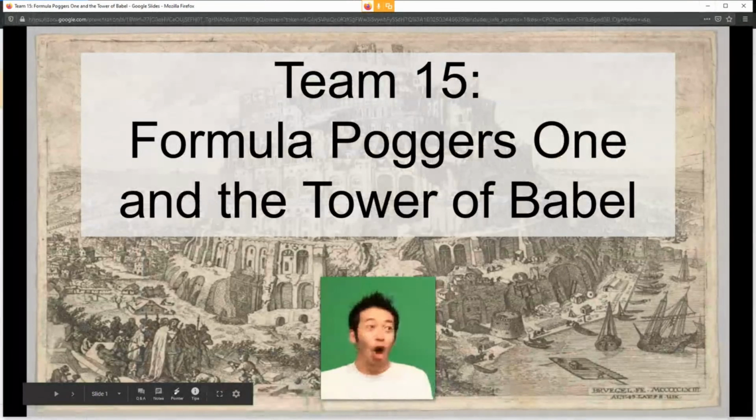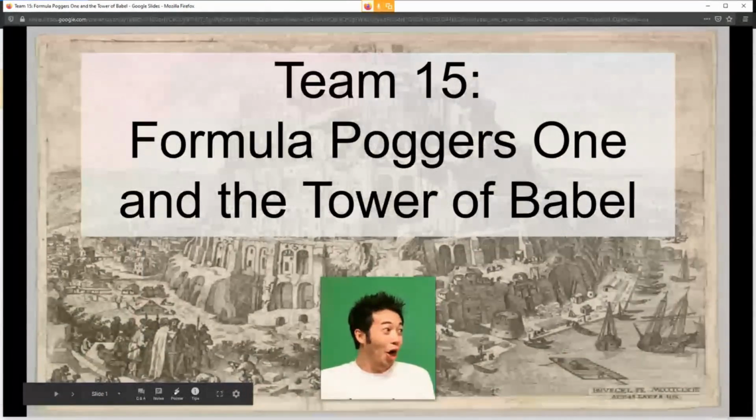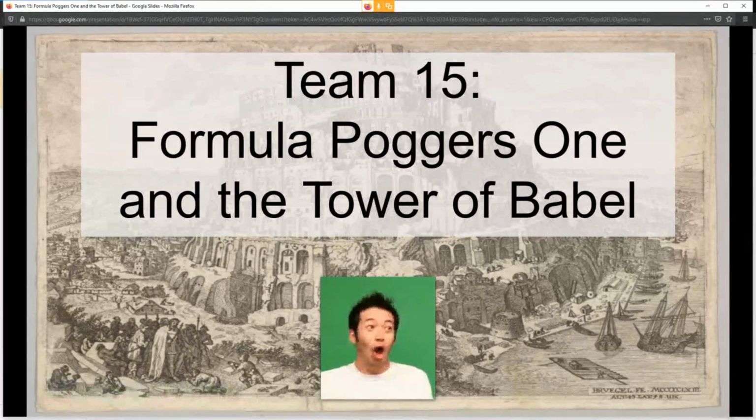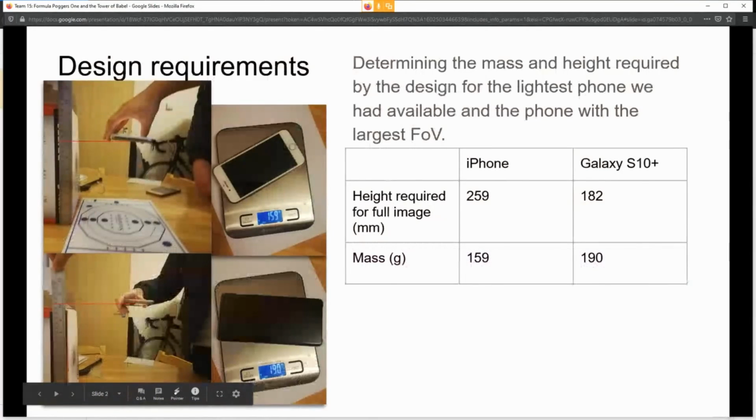Okay, so we're Team 15, our name is Formula Pog 1, and our design is the Tower of Babel. The first thing we did when we met up is we decided some design requirements. We got the lightest phone and the phone with the largest field of view. I think it was a Galaxy S10 and some model of iPhone. The height required for the iPhone was quite tall because the camera had quite a small field of view, but it was a lot lighter.